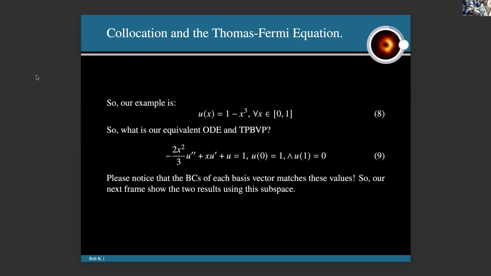Here's our differential equation. 1 minus x cubed is equivalent to a linear ordinary differential equation, a two-point boundary value problem. So minus 2x squared over 3 u double dot plus x u prime plus u equals 1. And as I said, the boundary conditions u at 0 equals 1 and u at 1 equals 0 are chosen to make sure that all of those boundary conditions match.